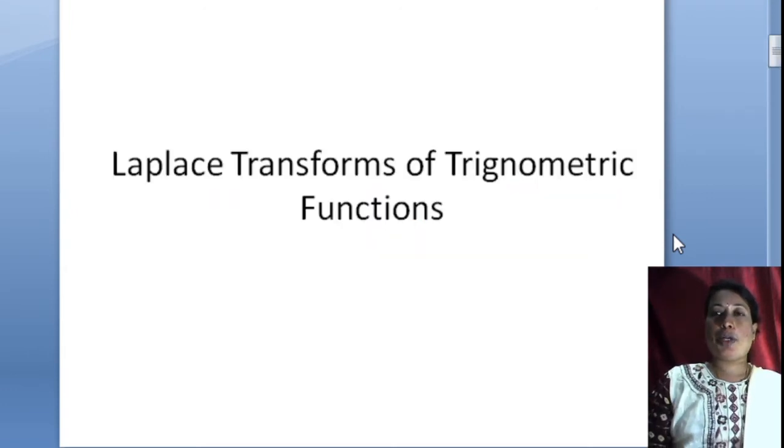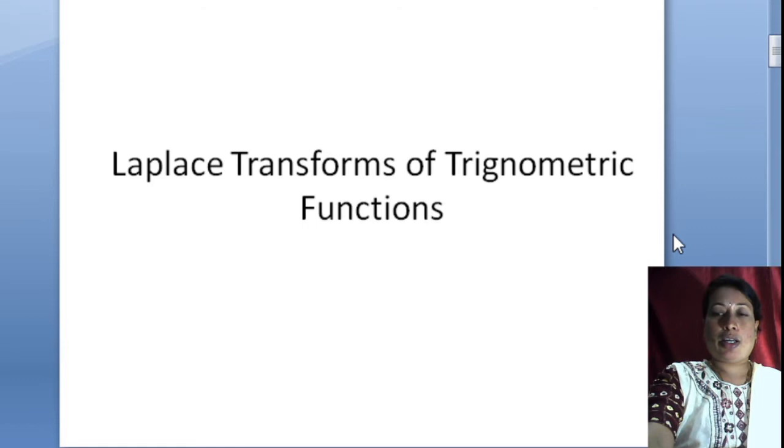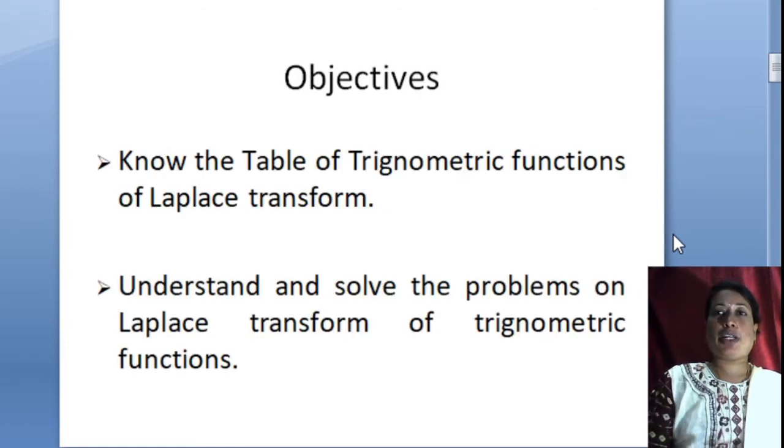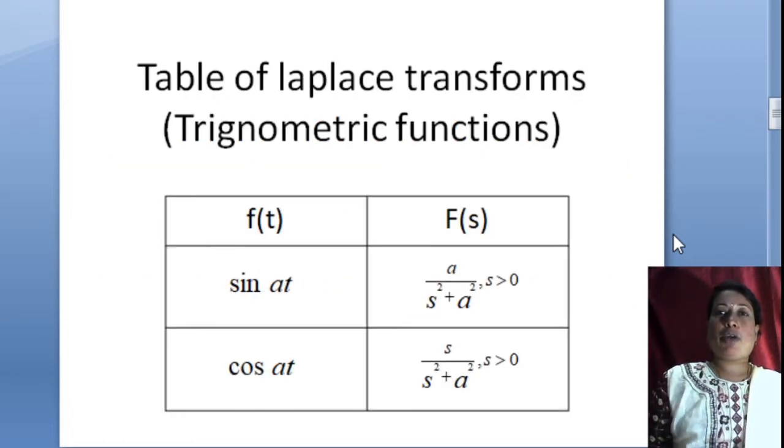Today I am going to explain about the Laplace transforms of trigonometric functions. To solve the problems on Laplace transforms of trigonometric functions, we have to use these formulas. Table of Laplace transforms: Laplace of sin at is equal to a divided by s square plus a square. Laplace of cos at is equal to s divided by s square plus a square, s is greater than 0.